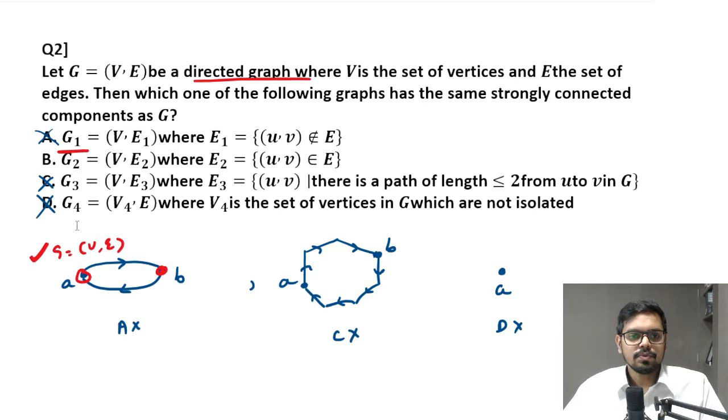Option C is incorrect. Why is option D incorrect? G4 is, now they are changing the vertices, not the edges. Edges of G and G4 are the same, vertices are different. They are saying V4 is the set of vertices in G which are not isolated. Okay. They are saying not isolated, then only strongly connected. But I am taking this example. This is my G graph and this is strongly connected. Now they are saying V4 is the set of vertices in G which are not isolated. So remove this. There is no graph. If no graph, then how strongly connected? So this failed. This is incorrect.